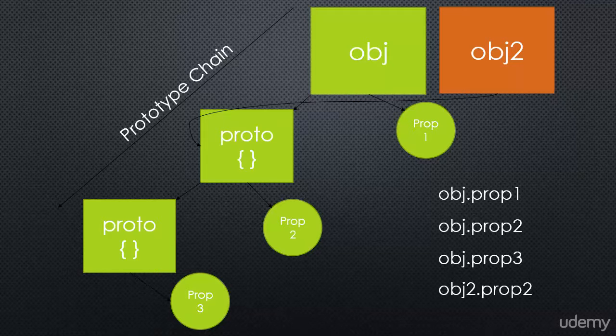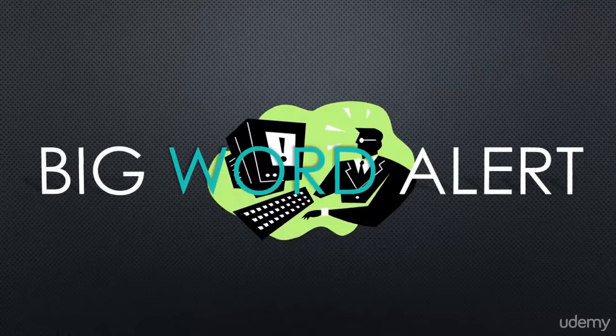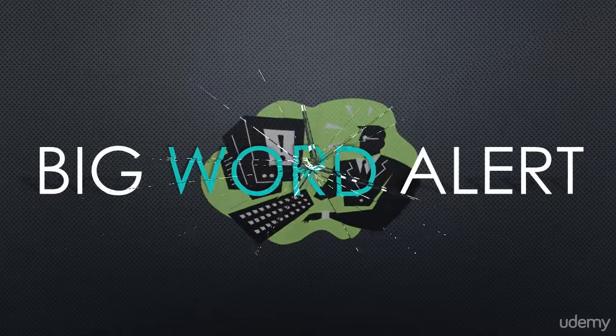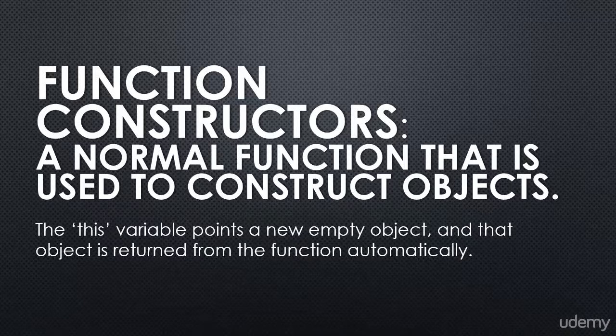And function constructors, well, big word alert. Function constructors. A normal function that is used to construct objects. So we build a function. However, the this keyword that shows up in JavaScript all the time will actually point automatically to a new empty object. And then we can add properties and methods to that new empty object, and that object is returned from the function automatically. And we do this by using the new keyword. So I can say new and then call the function.